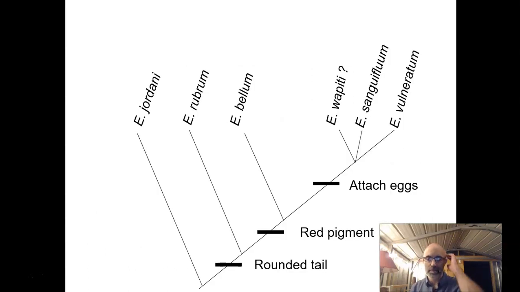So we go back to the same group of darters here. At first, we had two polytomies. Jordani, rubrum, and bellum were all connected, radiating out of one single space. What that told us is all that we knew was that Jordani, rubrum, and bellum were more closely related to each other, and that they were ancestral to this other clade.